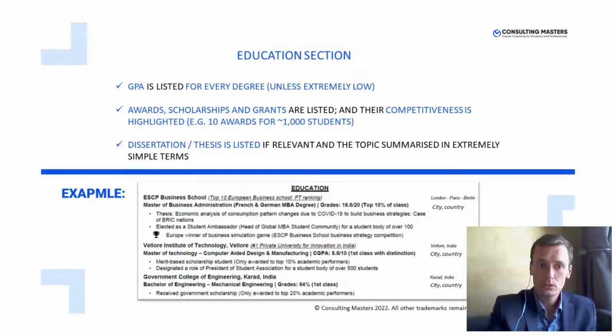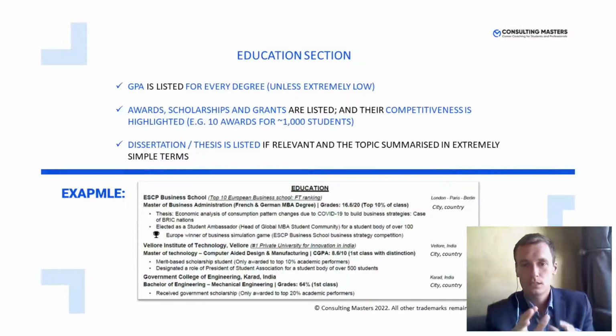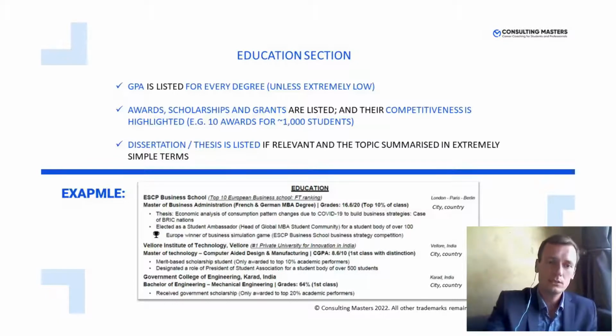Then he also highlights his personal achievements: elected as a student ambassador, head of the global MBA student community for a student body of over 100 people. Or basically you can write for a student body of 100 plus students. That would be even better. And then the candidate is also highlighting an award: he was the winner of the European Business Simulation Game, which is also great.